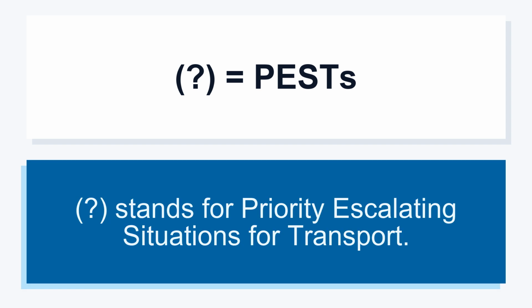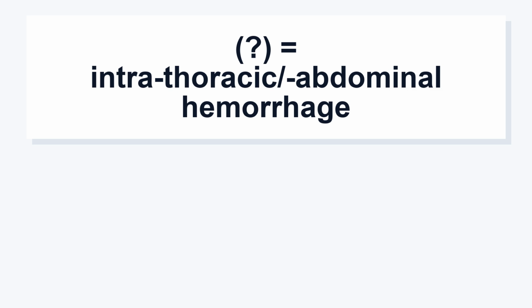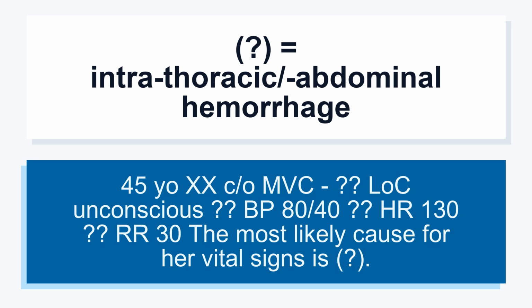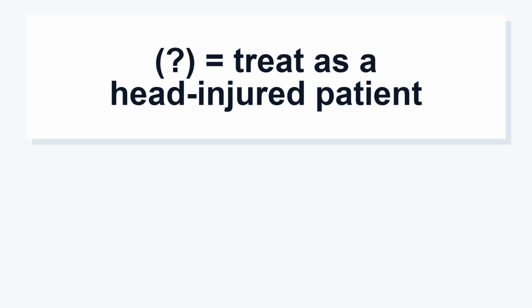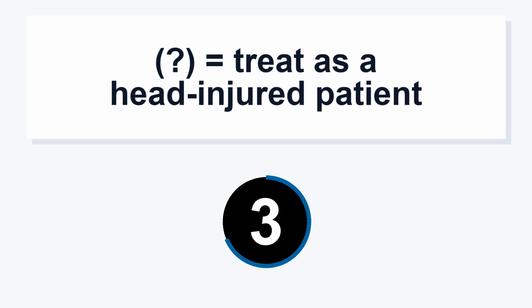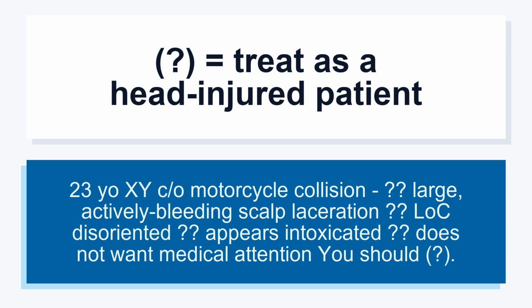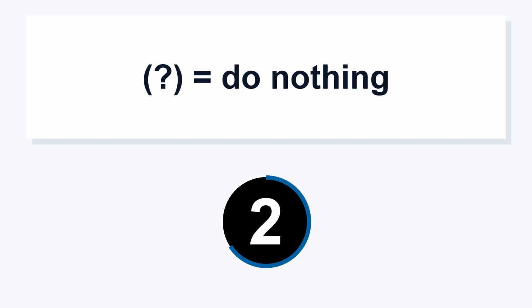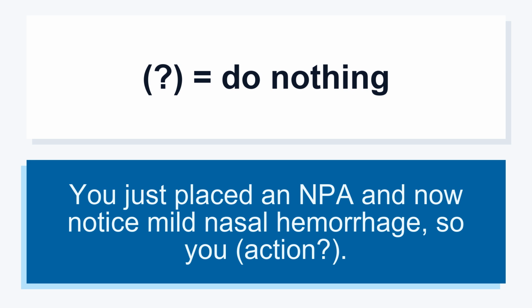Stands for priority escalating situations for transport, equals intrathoracic/abdominal hemorrhage. 45 XXC/OMVC, lock unconscious, BP 80/40, HR 130, RR 30. The most likely cause for her vital signs is, equals treat as a head injured patient. 23 XYC/O motorcycle collision, large, actively bleeding scalp laceration, lock disoriented, appears intoxicated, does not want medical attention. You should, equals do nothing.